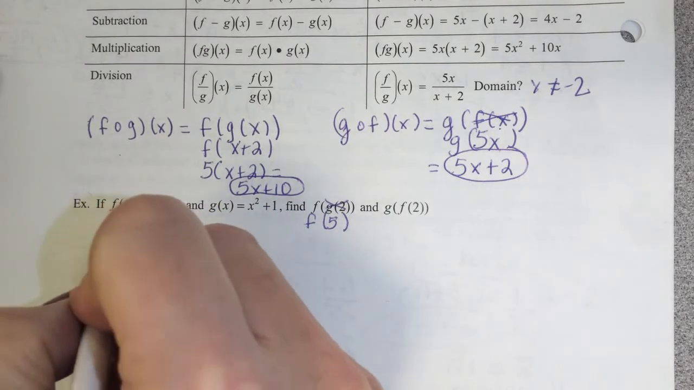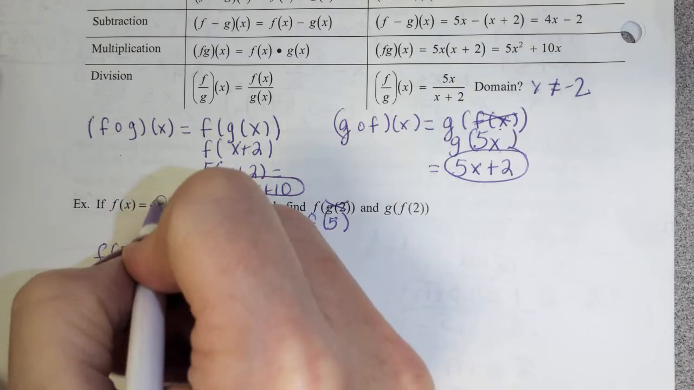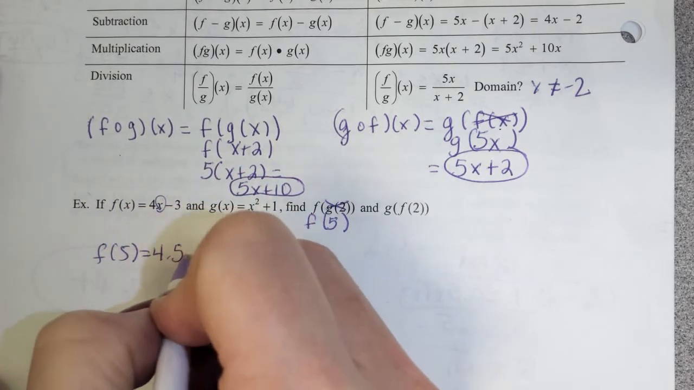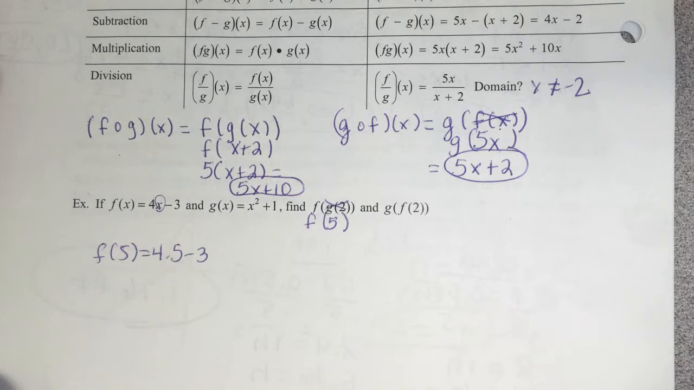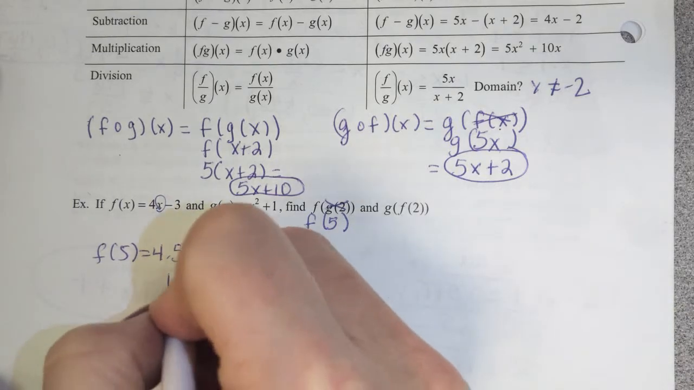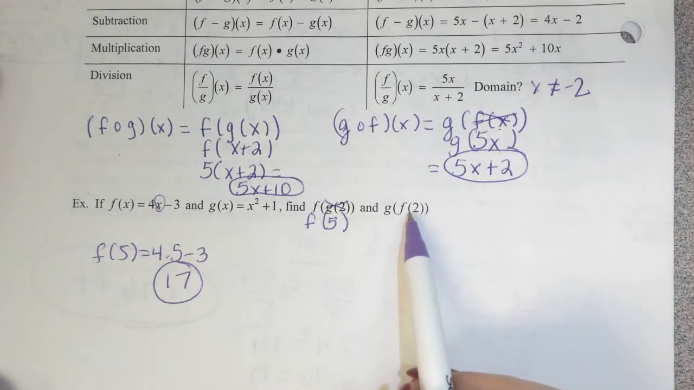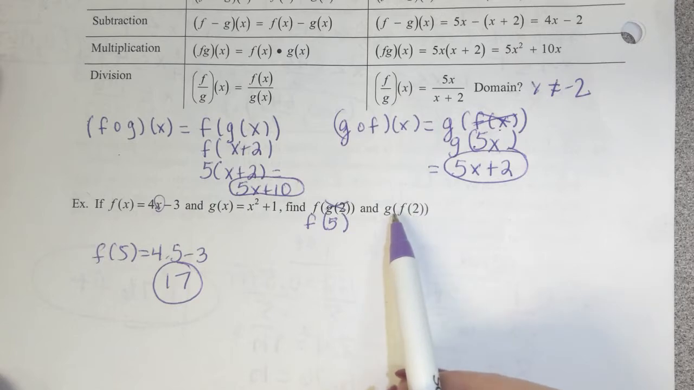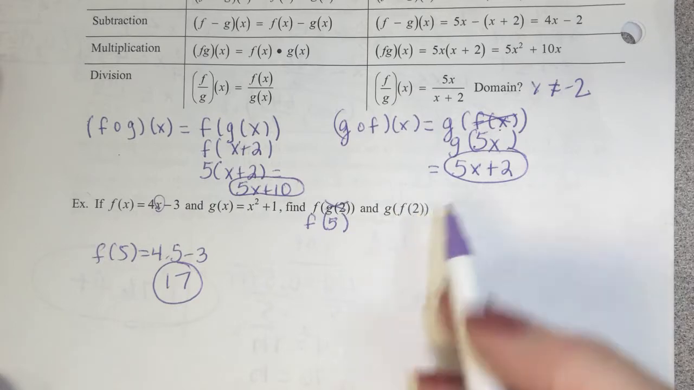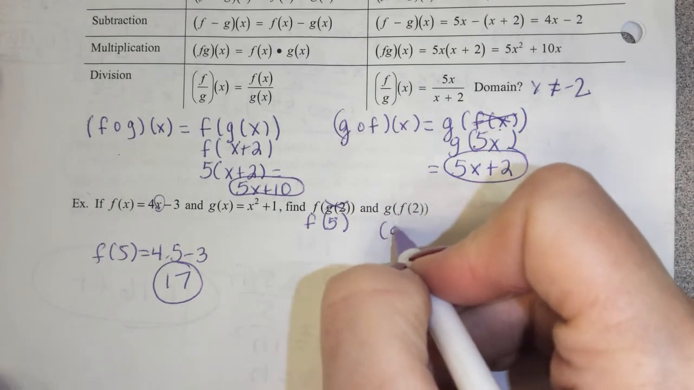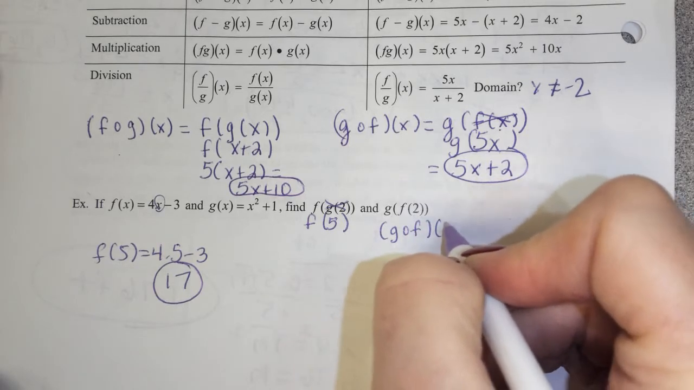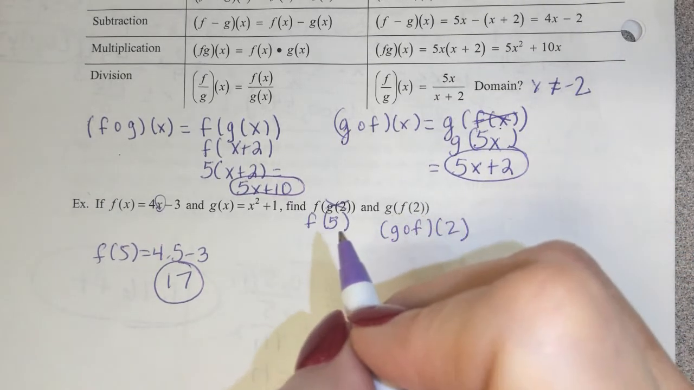So f of 5 means right here's the x. And what's that going to give us? What is it, you guys? 17. Good. Let's see if we get the same answer if we go the other way. So now we're doing g of f of 2. Remember, this would mean the same thing as this. That notation means the same thing.